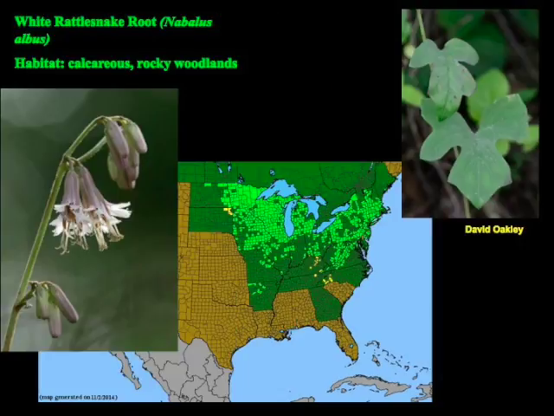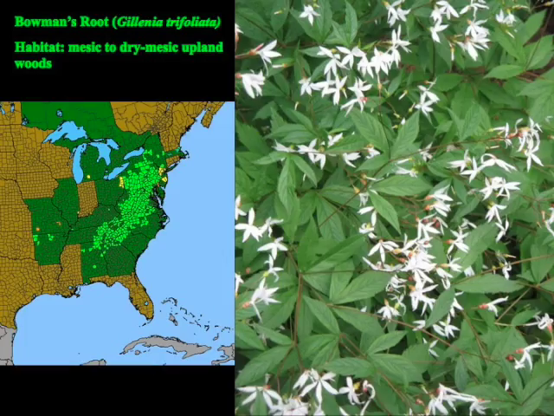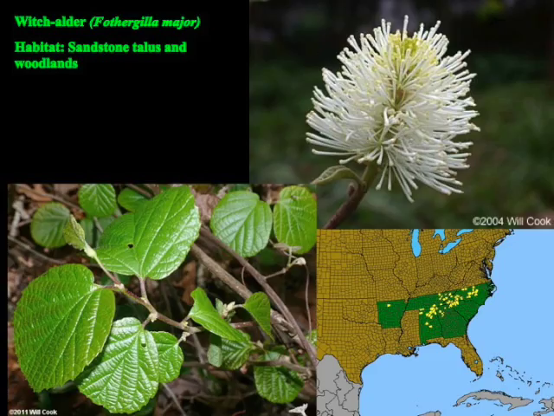Northern disjuncts like white rattlesnake root. Rocky Mountain disjuncts on bluffs in the Ozarks like the yellow monkey flower. And other bizarre western or eastern disjuncts. Bowman's root, yellow mandarin, Fothergilla, or witch alder, perhaps not the same thing.